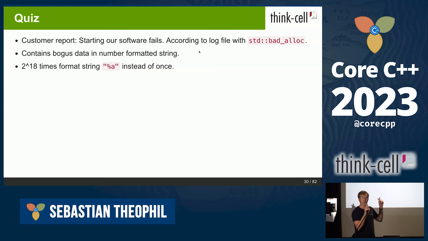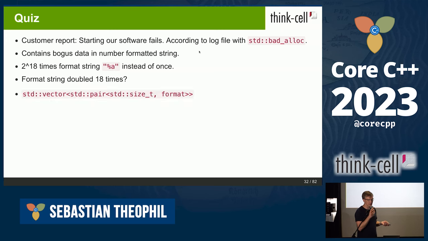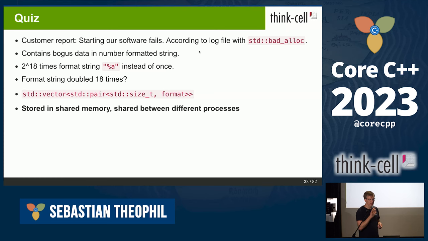And it contained it 2 to the power of 18 times, which is a peculiar number. It's not any random number. It's a power of 2. And we thought, well, maybe something doubled that string 18 times. So we looked a bit deeper, said, OK, there's this vector. We have a vector that is getting too big. That's the vector of a pair of some size_t that would be an index into some string, and then that format identifier. Let's say we want to insert a number format somewhere in a string. OK, so that doubled. And it's important that this vector was shared in shared memory between different processes.